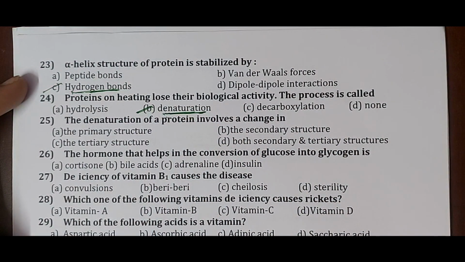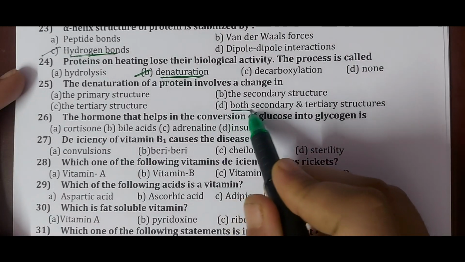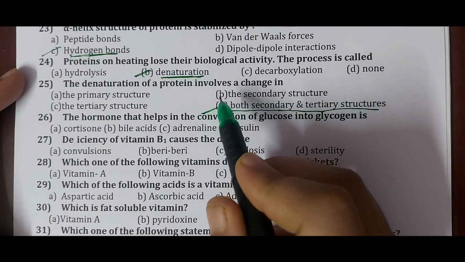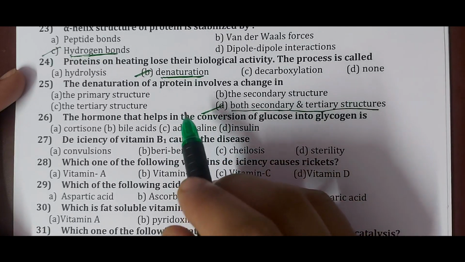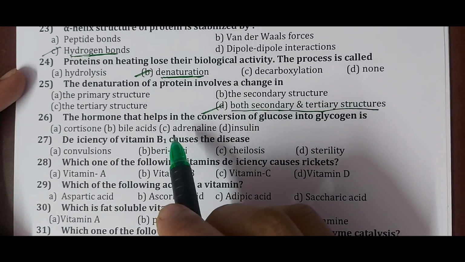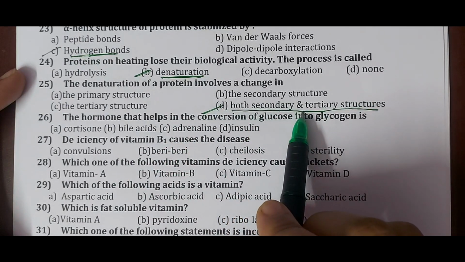The denaturation of protein involves a change in both secondary and tertiary structure. They may ask you another related question also. There is a change in secondary and tertiary structure, true. But which structure remains intact after denaturation? It is primary structure. So you should know even that. That is, the primary structure remains intact, while the secondary and tertiary structure undergo uncoiling.